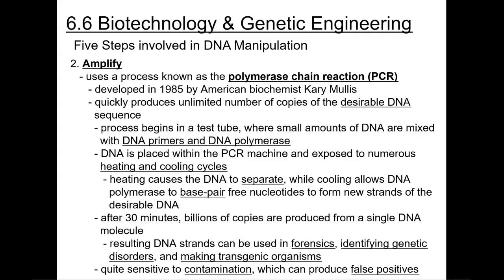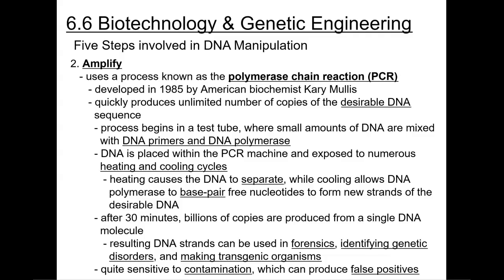But if you can make many, many copies, then you can use those copies and you have unlimited sources of those genes. So that process is going to begin in a test tube where small amounts of DNA are going to be mixed with DNA primers and DNA polymerases. Remember, polymerase is going to be an enzyme. DNA is then going to be placed within the PCR machine and exposed to numerous heating and cooling cycles.